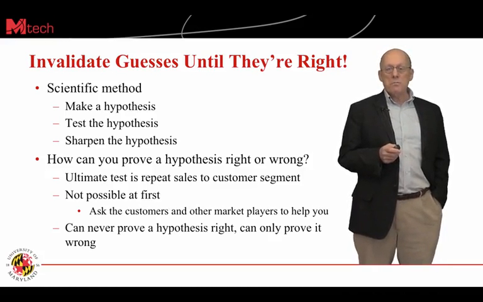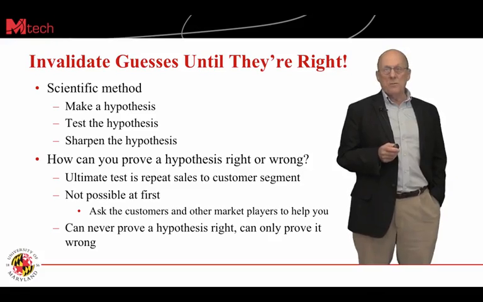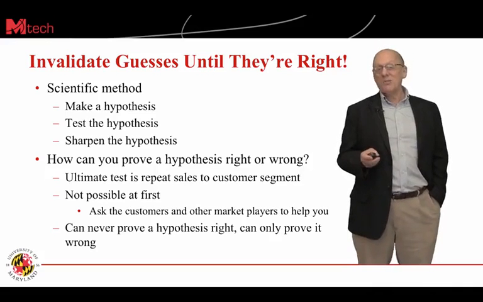You can never, of course, prove a hypothesis right. You can only prove hypotheses wrong. So we're going to prove all of our hypotheses wrong until we end up with ones that we can't prove wrong, and we're going to guess that those are right.